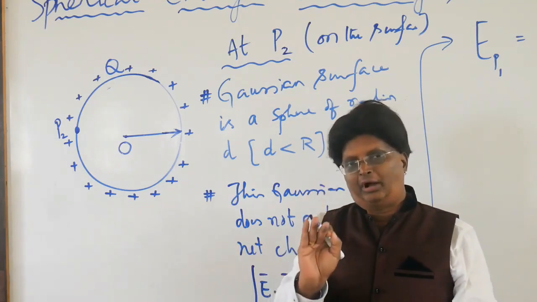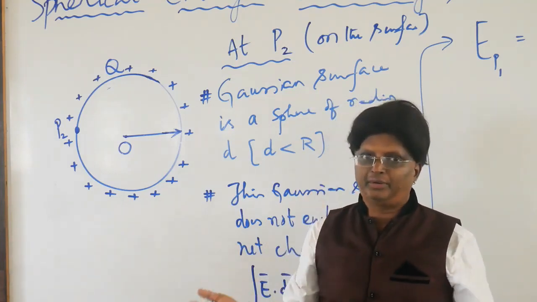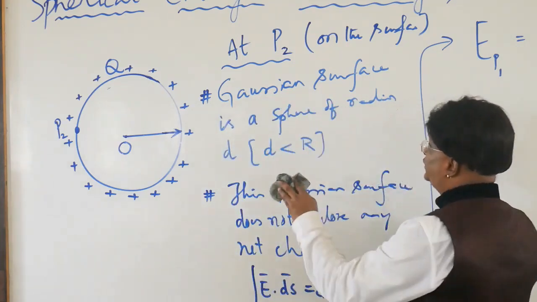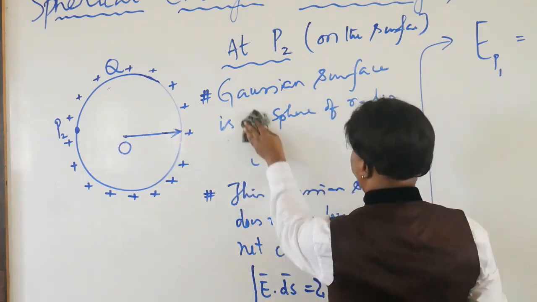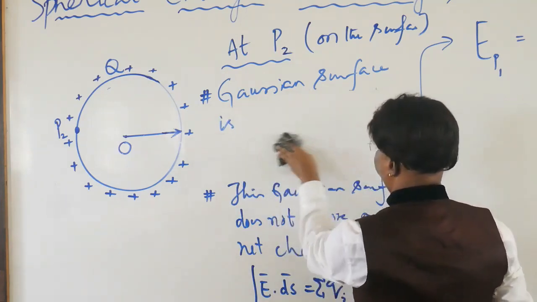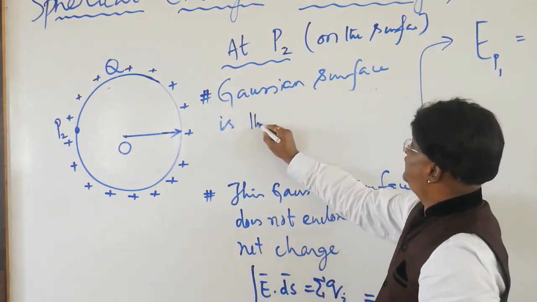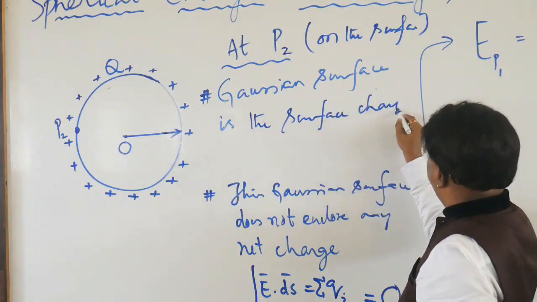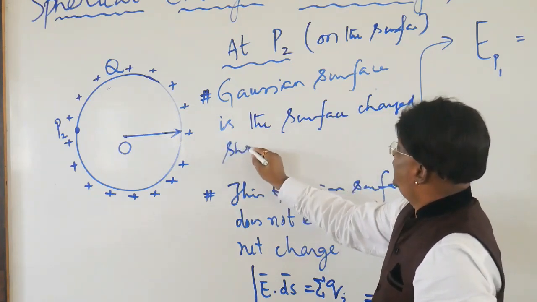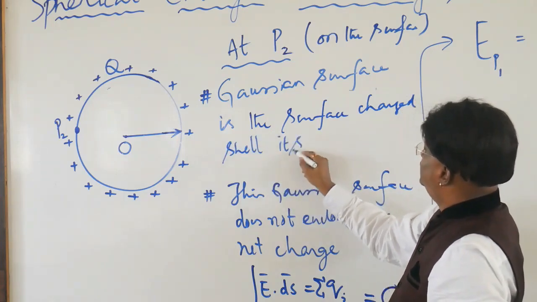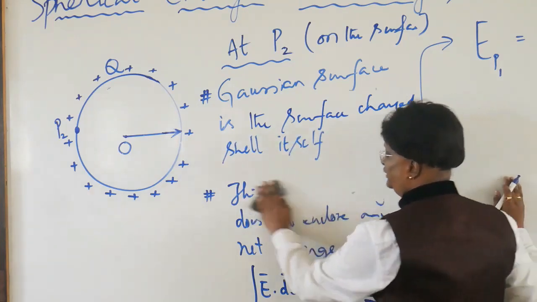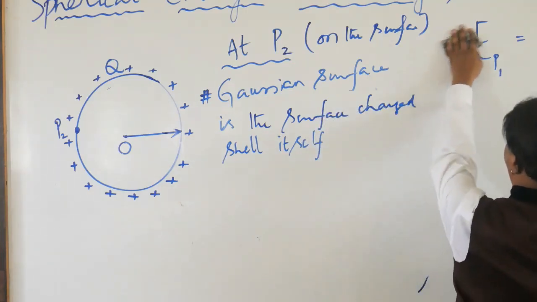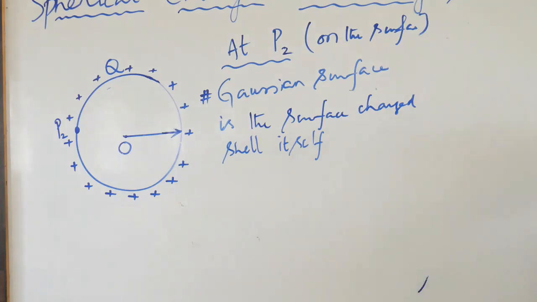Because we need to always construct a Gaussian surface passing through the point of observation, and we are using symmetry. Therefore here we write: the Gaussian surface is the surface of the charged shell itself. That is the point.